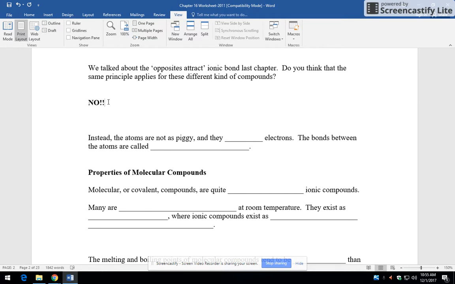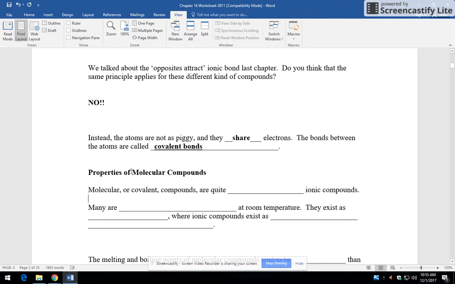So instead, the atoms are not really as piggy. They don't really go after each other for electrons so much. Instead, they have to share. So that's the biggest difference, is that they share electrons. That's very nice. I know, very sweet. The bonds between these atoms are called, well, that's the whole point of the chapter. They're called covalent bonds. Okay, so these are bonds where the electrons are shared instead of transferred.